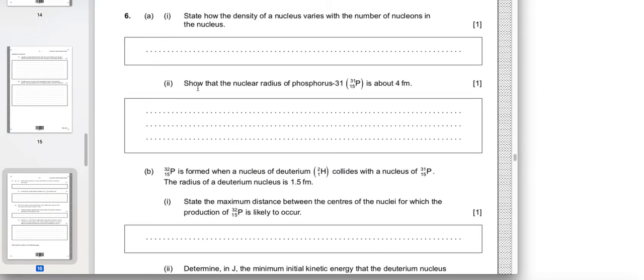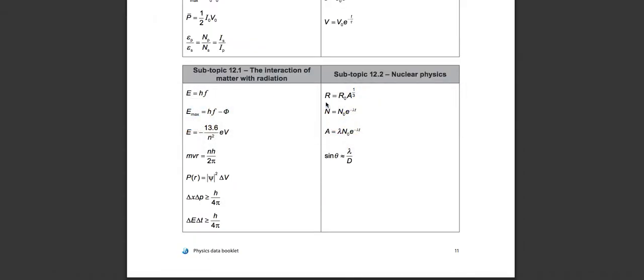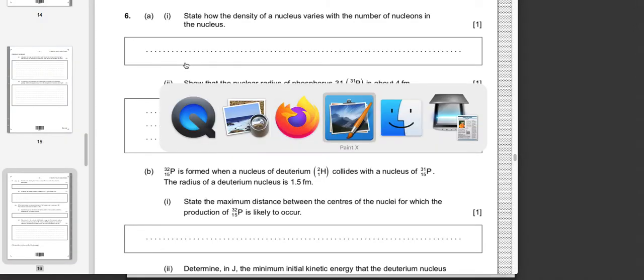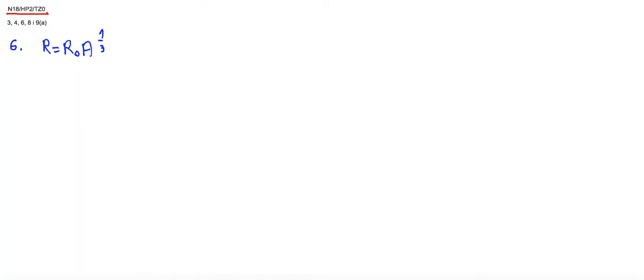State how the density of a nucleus varies with the number of nucleons in the nucleus. Let's look. In your data booklet, you have the equation linking the number of nucleons in the nucleus with the radius: R equals R0, a constant, times A to the power of 1 over 3. Is it clear? What does it mean? It means that the nucleus has a bigger radius if there are more nucleons in the nucleus.